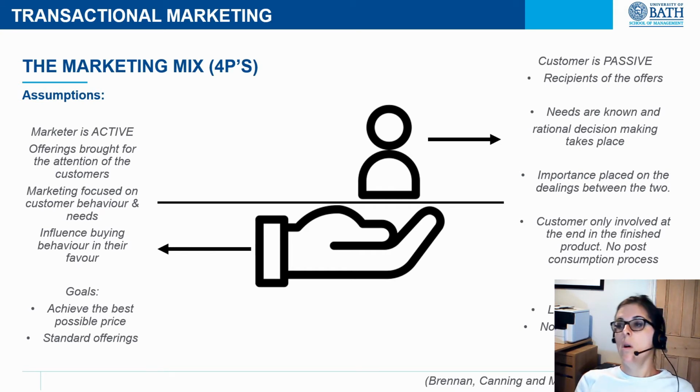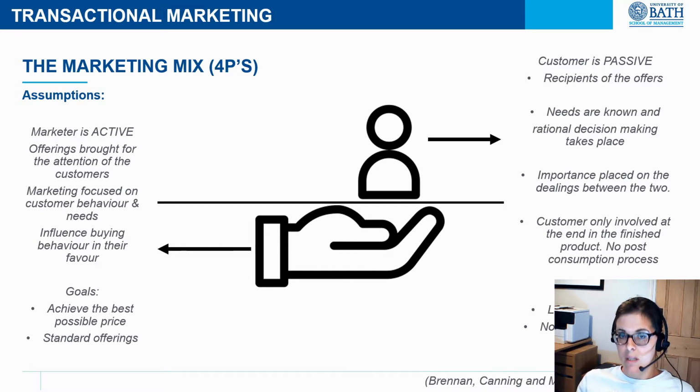Okay. In the marketing mix, in that transactional marketing, the customer is often passive. Customers are just waiting for products to be served up to them, waiting for the promotions to come out. The customer knows what their needs are and are happy to take standard offerings. And also there is the consideration that customers are rational and make decisions based on what is the price, what is the quality, and how easy is it to buy and integrate.